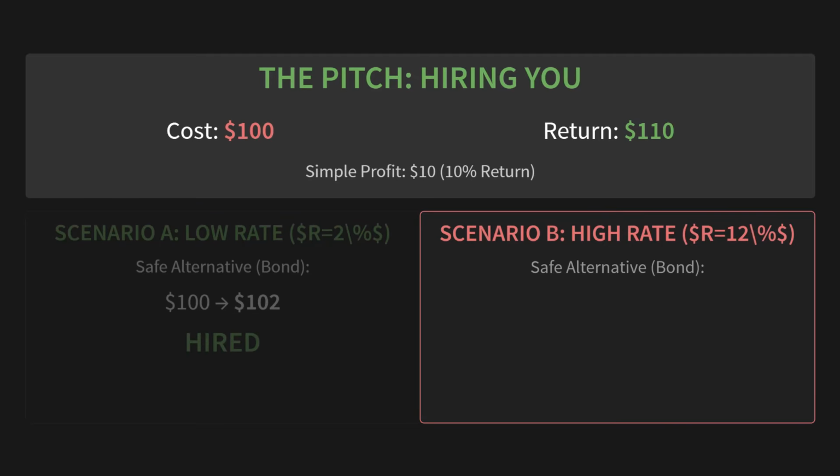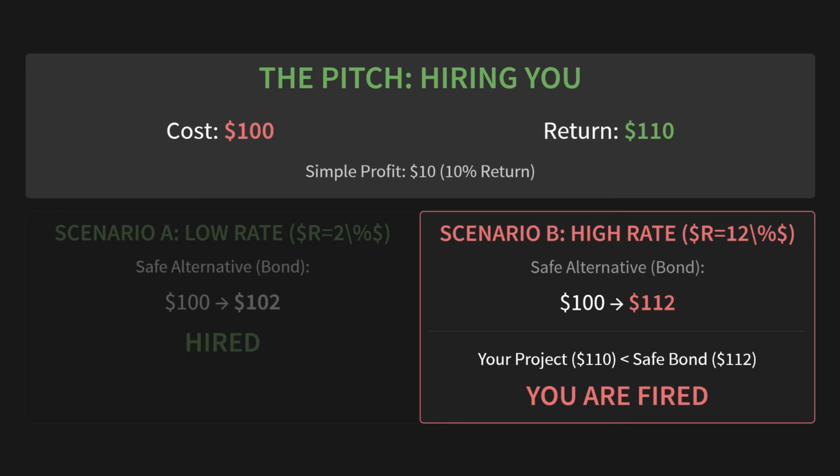But now, scenario B. The Fed jacks up rates to fight inflation. R is now 12%. The safe alternative, that boring bond, now turns $100 into $112. Your project still makes $110. Suddenly, your profitable project is a loser. Why would they risk money on you for $110 when they can get $112 for doing nothing? The result? You are fired.